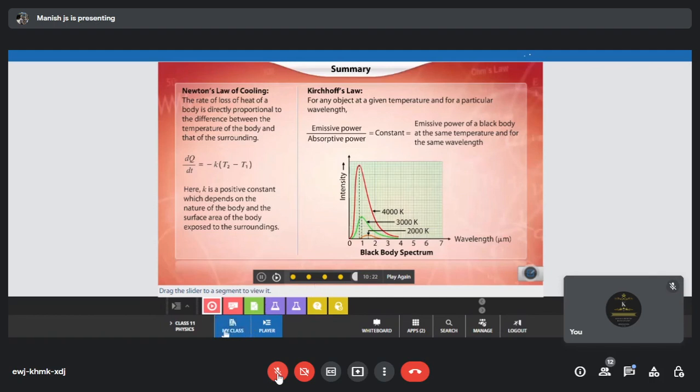We looked at Newton's law of cooling. We looked at how radiation can take place with respect to a black body. So black body radiation and how a perfectly black body can be achieved, and how it's not possible to achieve it. The efficiency is 96%, not more than that. So that is what we analyzed in this module.